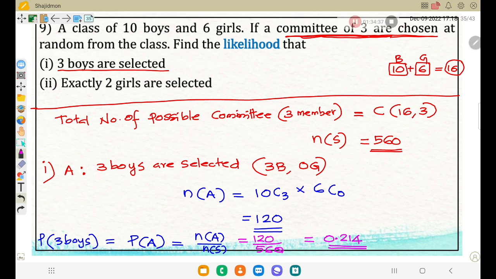So I am writing the event B. B means exactly 2 girls, correct? Exactly 2 girls are selected. Okay, the event that exactly 2 girls are selected. So 2 girls means what are the possibilities? 2 girls will be there. How many boys? 1 boy, correct? Because there are 3 members in the committee, so 2 girls should be there and 1 boy should be there, correct? So that is the meaning, exactly 2 girls.